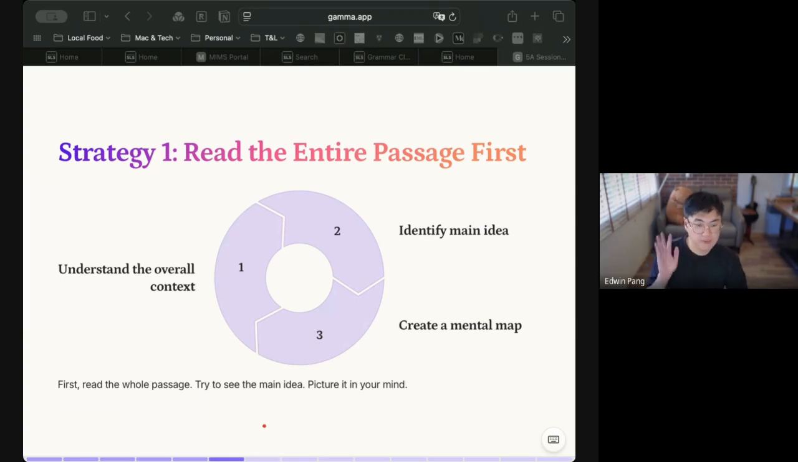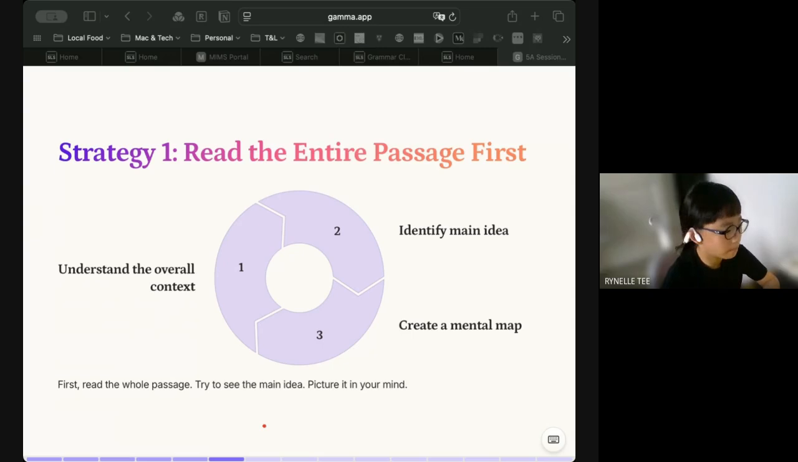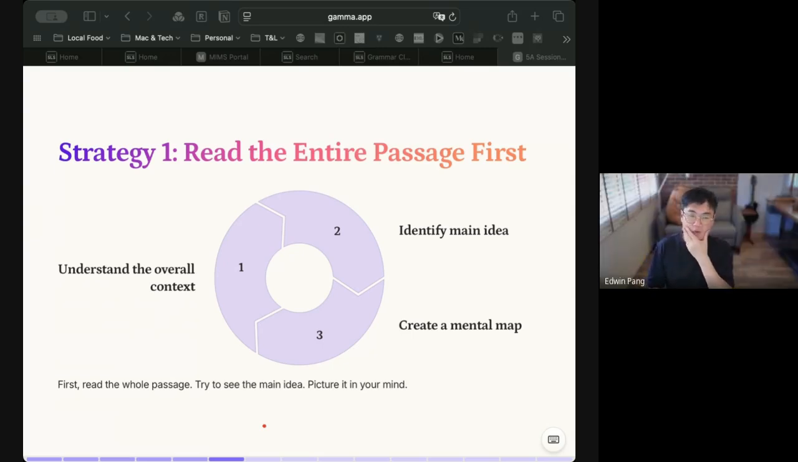So always begin by reading the entire passage. Identify the main idea. Now, in the passage, where am I going to find the topic of this passage? If it's an information text, for example, where am I going to find the topic? Because there's no title for closed passage. So where is the topic going to appear in the passage? Rinel? At the end. At the end? Do you really think so?